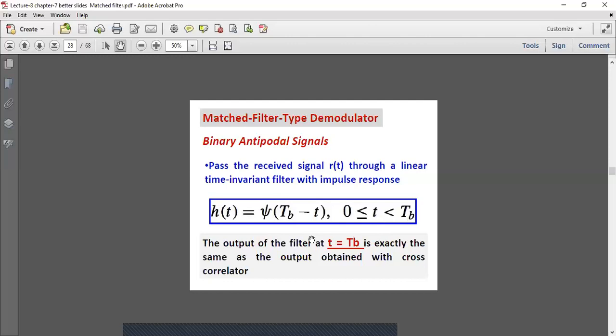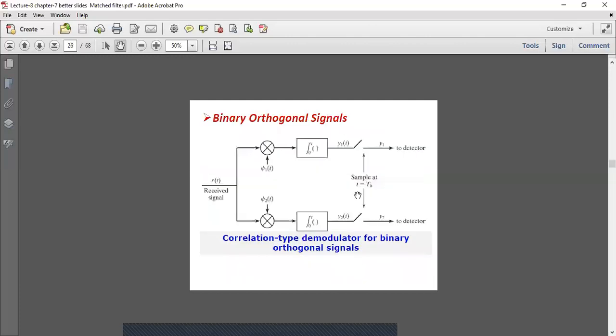The output of the filter is usually sampled at t equal to Tb, and it is exactly the same as the output obtained from the cross correlator. So the sampling is done at t equal to Tb, the same way as we did in the cross correlator type demodulators.